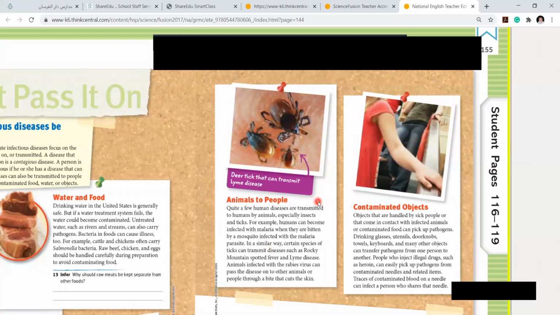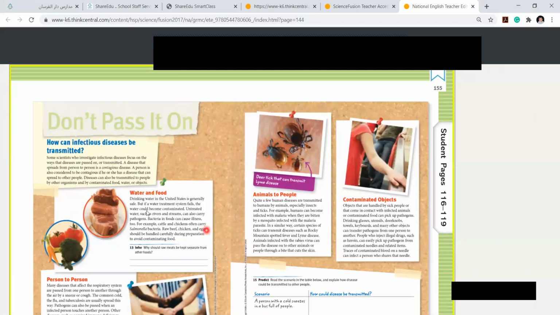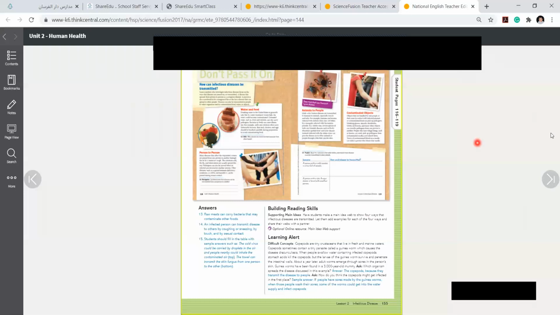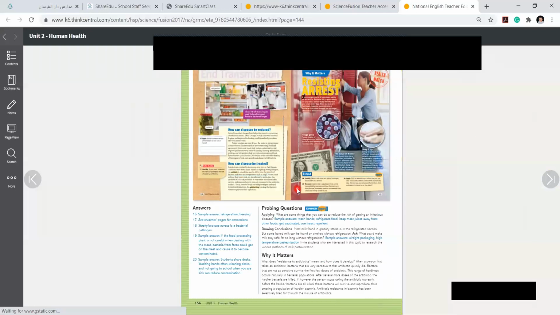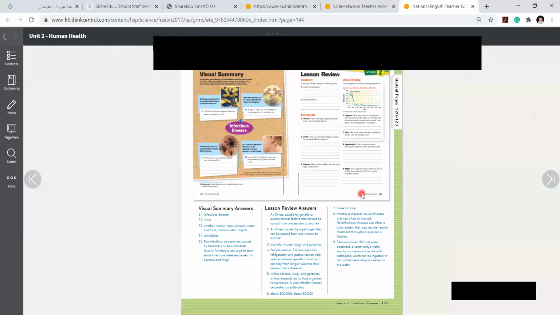So this is what we learned today, that this is how disease is passed: through water and food, person to person, animal to people, and contaminated objects. So tomorrow we are going to do the next part, and inshallah by tomorrow I'm going to finish this lesson. Okay?